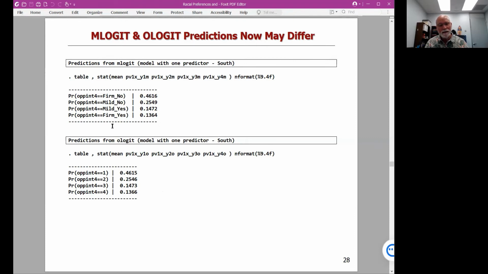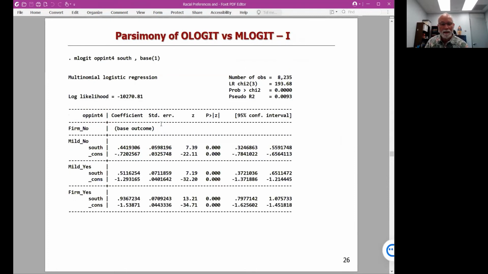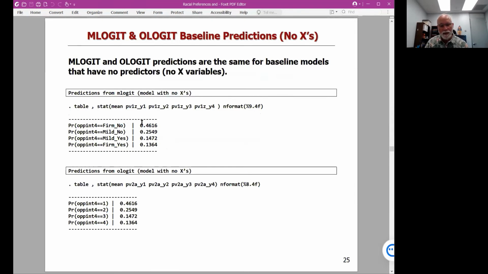So in this slide, I'm just showing that the baseline model of the M-logit equation, the M-logit being multinomial logit, and the baseline model for O-logit, ordered logit, these models have no X variables. And what they do is they generate predictions for the proportion of cases in each of the 4 categories. When there are no X variables, the ordered logit and M-logit, multinomial logit and ordered logit, they generate the same exact predictions. That's worth knowing.